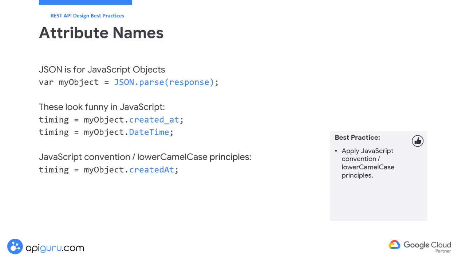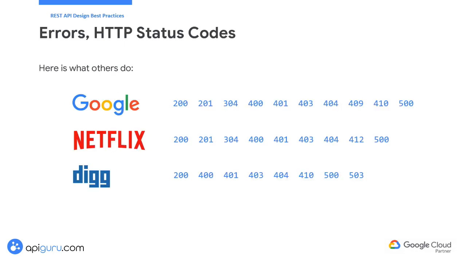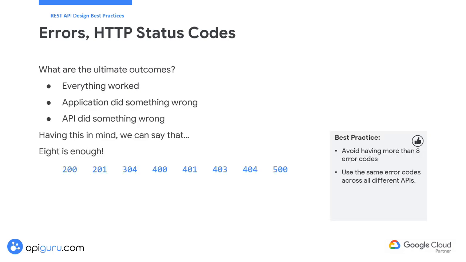Lower camel case enhances clarity and maintains a uniform coding style across your APIs. Now let's discuss error codes. Organizations use varying numbers of error codes, with some employing more while others using fewer. So what are the ultimate outcomes of errors and HTTP status codes?